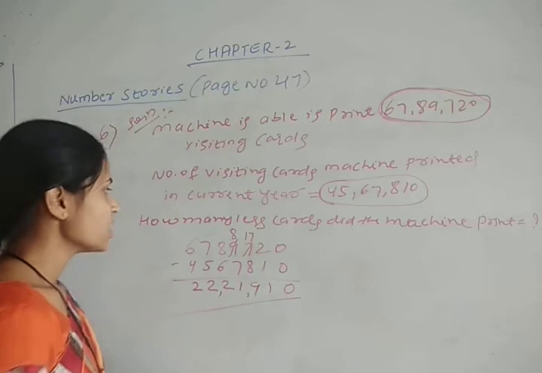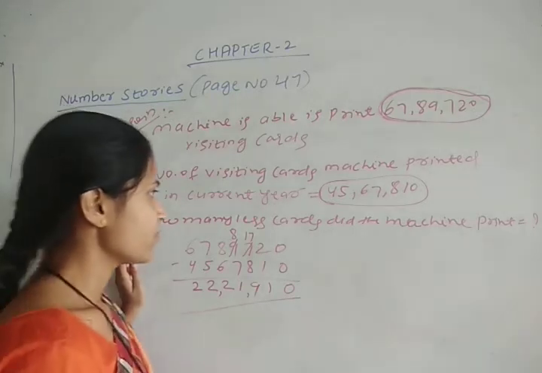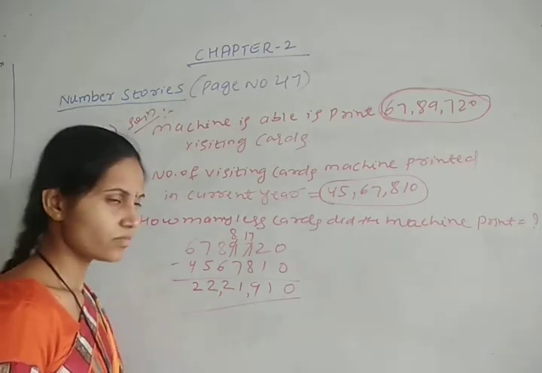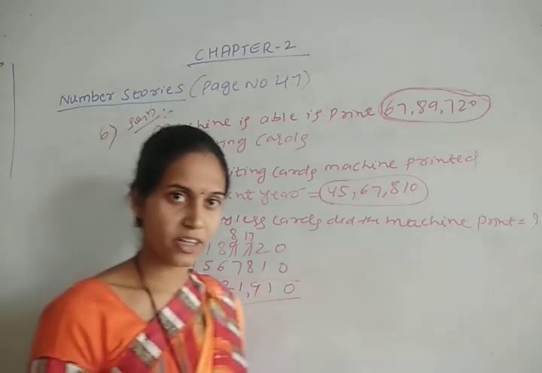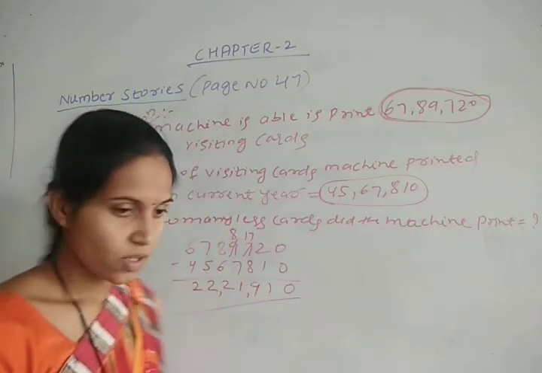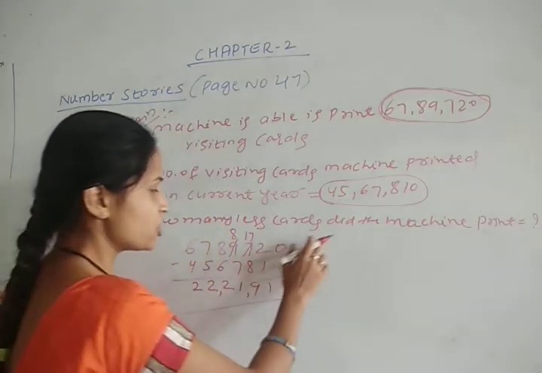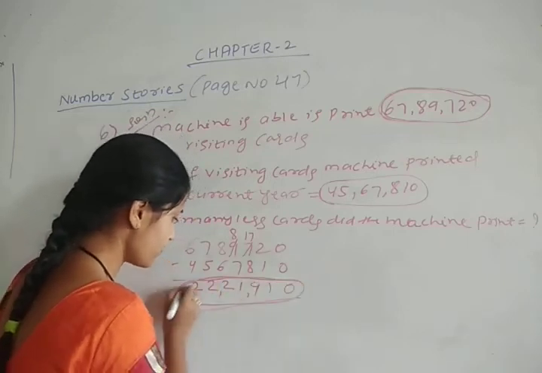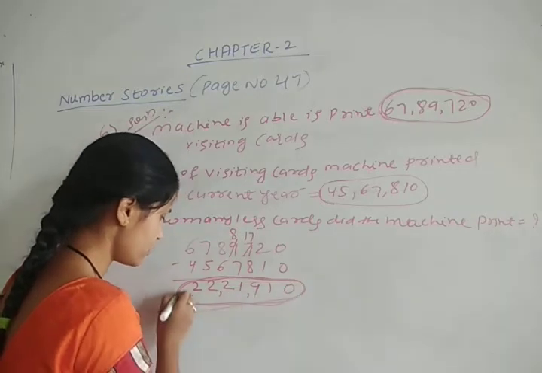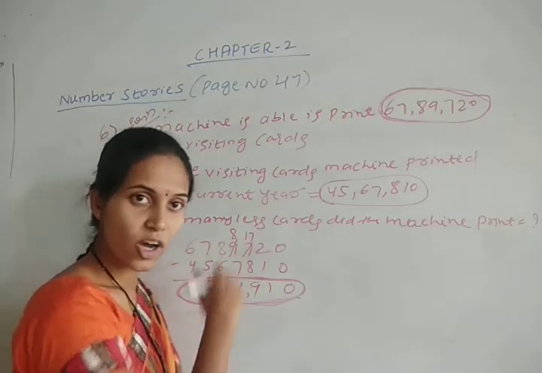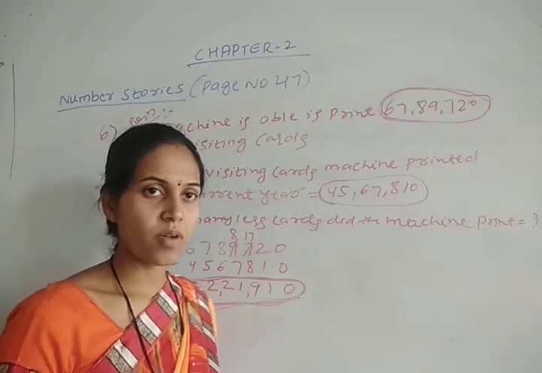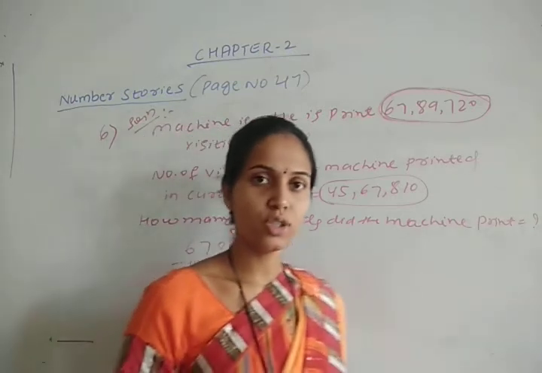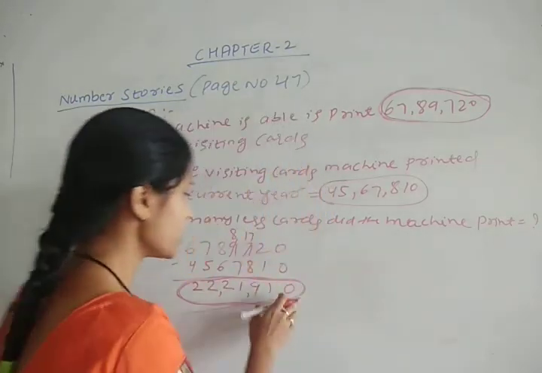This is this much card. This is the number of cards which the machine has not printed due to the technical problems. Okay, this many cards the machine has printed less. This many cards the machine could have printed, but due to some technical problems it was not possible for that machine to print.